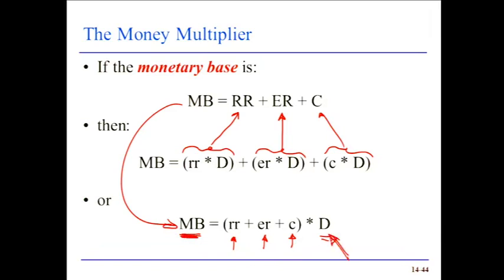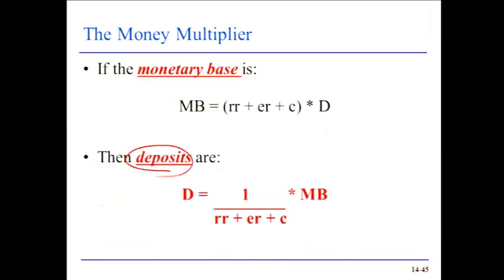Let's look at an equation for deposits. So we just solve for deposits, and what do we see? Deposits equal the monetary base times this funny expression here. 1 divided by the sum of the required reserve ratio plus the excess reserve ratio plus the currency holding ratio.